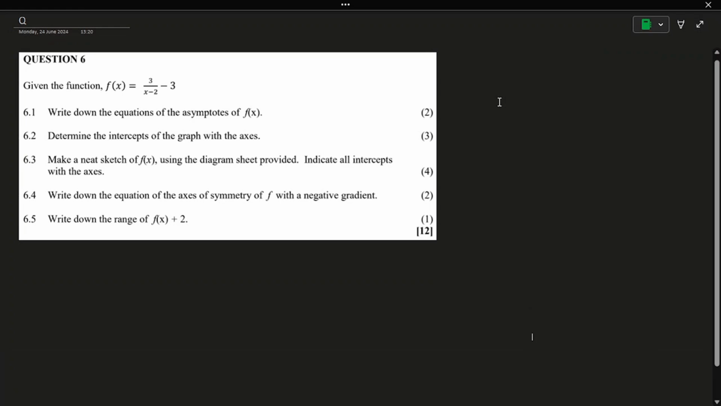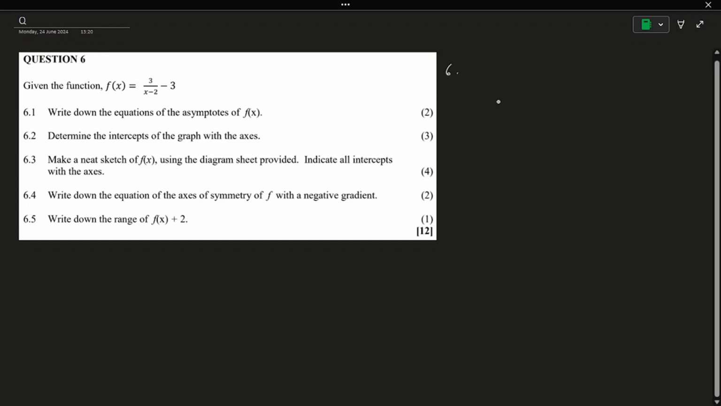Given the function f of x equal to 3 divided by x minus 2, minus 3, write down the equations of the asymptotes of f of x. So the equations of asymptotes that we have are the vertical asymptote and the horizontal asymptote.